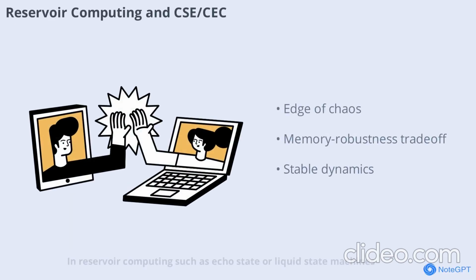In reservoir computing, such as echo-state or liquid-state machines, CSE can be mapped to measures like local spectral radius or divergence, while CEC acts as a damping or regeneration gain. This stabilizes the reservoir near the edge of chaos, optimizing the trade-off between memory capacity and robustness. By tuning CEC, these systems can maintain rich dynamics without becoming unstable, leading to better performance on tasks like time series prediction and pattern recognition.